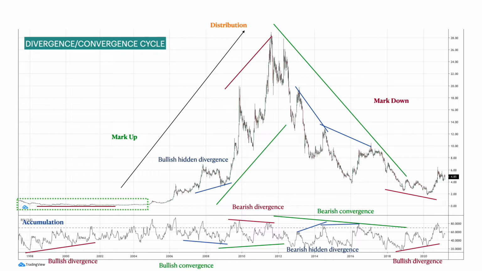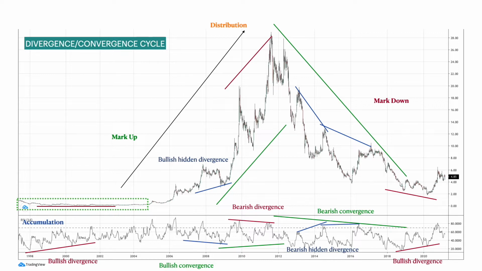Now, once a distribution stage is confirmed, price enters a downtrend. In a valid downtrend, both the price and the indicator are making lower highs. The indicator and the price are in agreement. This is called the bearish convergence. This supports the possibility that price is in a markdown stage.